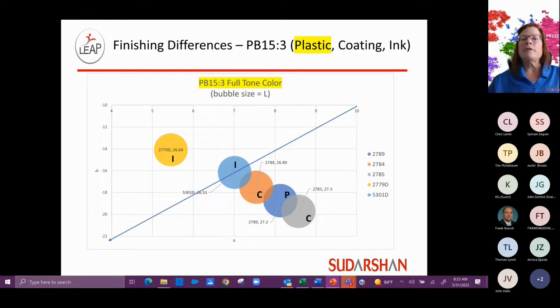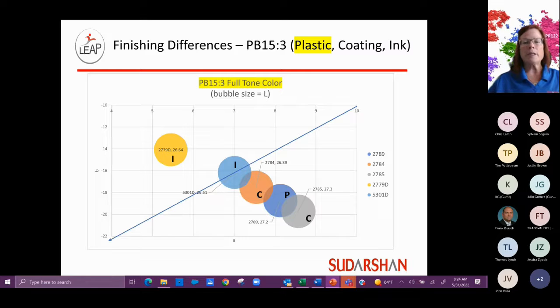Taking a look at the Pigment Blue 15-3s in the plastics matrix, here we're looking at the color development, in this case, the full tone color. The line that I have here shows how a 15-3 should develop color. It should go more blue and more green based on the extent of dispersion. And in each case, we have a couple of coatings grades, a couple of inks grades, and one plastics grade of 15-3 that we are comparing.